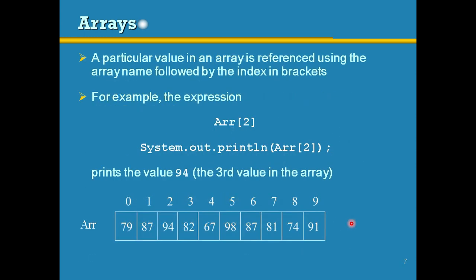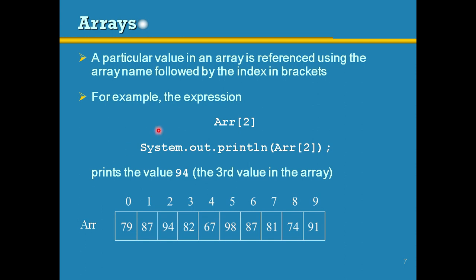Next, a particular value in an array is referenced using the array name followed by the index in brackets. You wanted to see this representation. This is the graphical representation. In this, you wanted to point out this one. If we say ARR, then it's not giving any clear idea about which element you wanted to point out. So in order to avoid such problems, how to call an array element, that I am going to discuss just now.